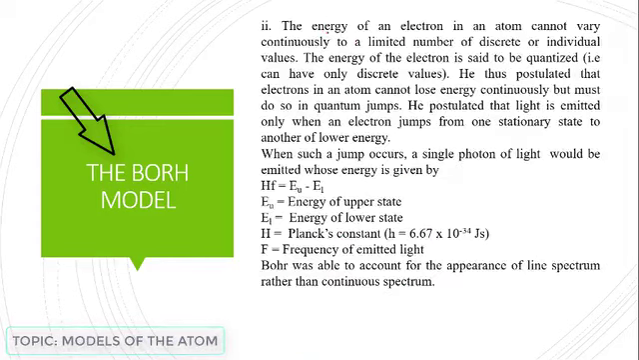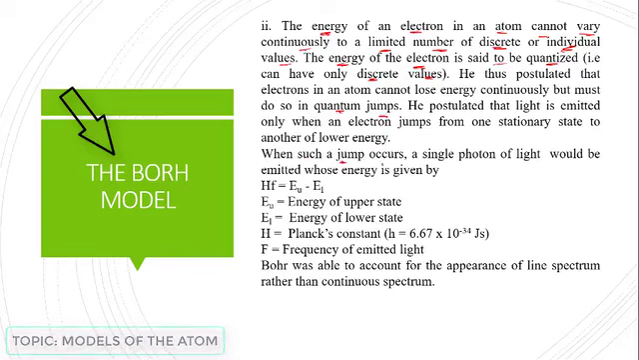Secondly, Bohr's model was postulating that the energy of an electron in an atom cannot vary continuously but is limited to a number of discrete or individual values. So at that point, we say that the energy of the electron is quantized. When we say quantized, we mean that the energy has only discrete values. In other words, it can carry out what we call quantum jumps. It can move from a lower state of energy to a higher state of energy, and similarly, it can also move from a higher state of energy to a lower state of energy.